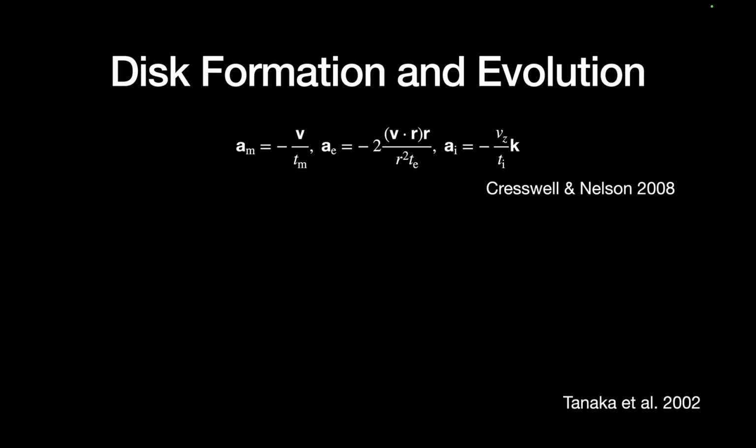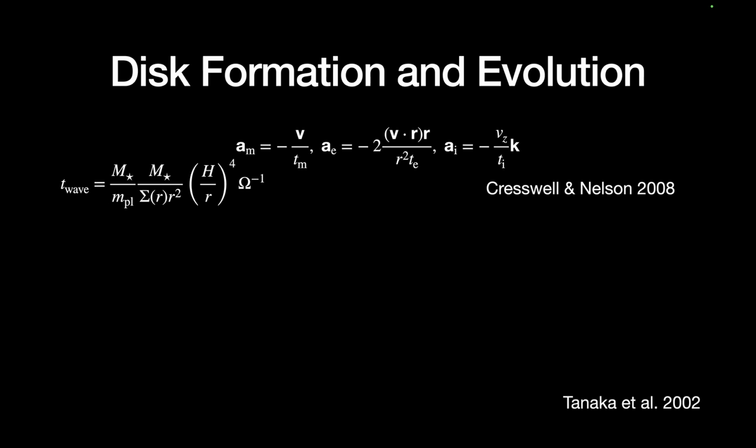Okay, so because the solid bodies are embedded in a gas disk, they're going to undergo type 1 migration, eccentricity, and inclination damping. So these expressions for the accelerations the bodies experience from all of those effects were first put forward by Cresswell and Nelson in this particular form for the purpose of being implemented into N-body code. And so what determines these rates is the timescales on which all of these mechanisms operate. And these timescales are taken from Tanaka et al.